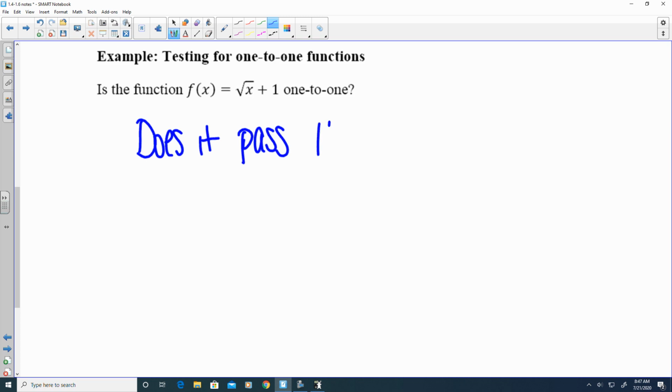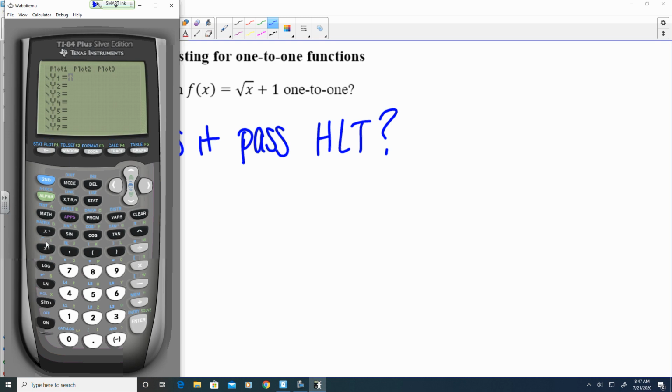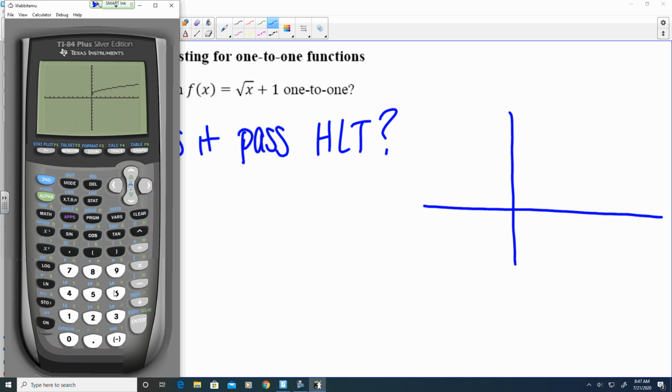I'll just call it HLT. So what we're going to do is graph it so we can tell whether or not it passes. Let's get our calculators out. Square root of x plus 1. That plus 1, make sure it's on the outside if you have the older style calculator where you need the parentheses. Zoom 6 to make sure we're in a standard viewing window. And it looks like this.